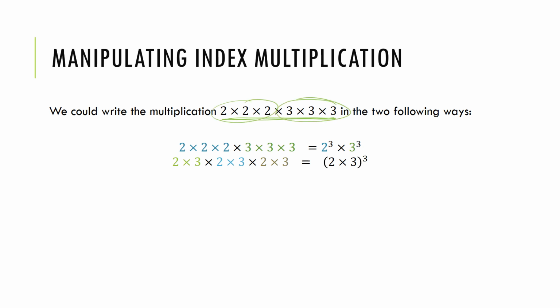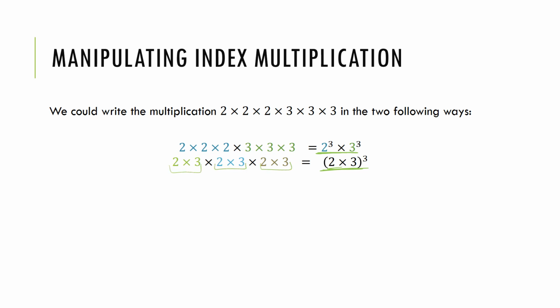Now we could write this in two different ways. So we could write that this way or this way, depending on the way that we group the numbers. In the first one, we've grouped all of our 2's and we've grouped all of our 3's. And because there's 3 2's and 3 3's, we can write 2 to the power of 3 and 3 to the power of 3. With the second one, we've grouped them in lots of 2 times 3.